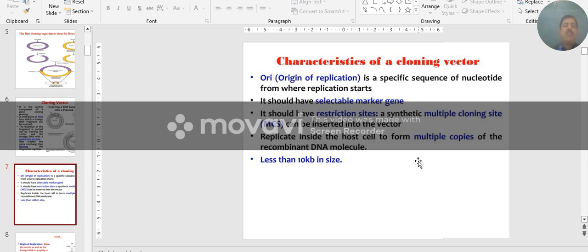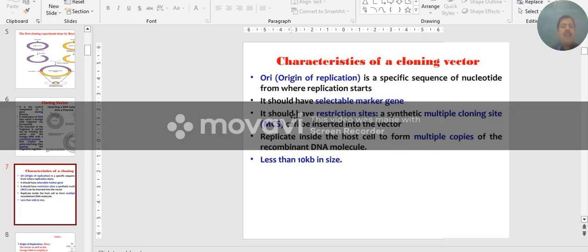Then our vector molecule should have a selectable marker gene. Normally, antibiotic resistance genes are incorporated into a vector molecule so that a successfully recombinant or chimeric vector molecule can be selected from among the non-recombinant vector molecules. In order to do so, a suitable selectable marker gene has to be incorporated. It could be a tetracycline resistance gene, chloramphenicol resistance gene, streptomycin resistance gene, or ampicillin resistance gene.